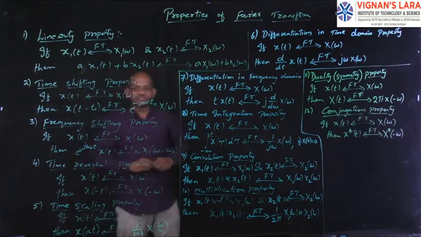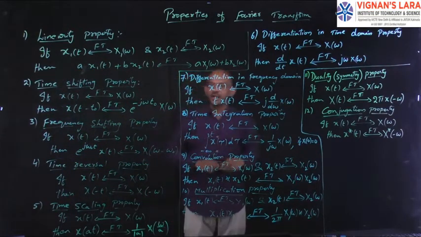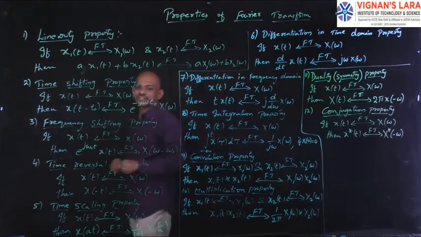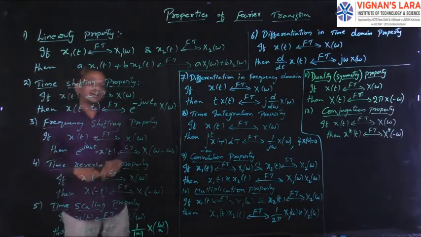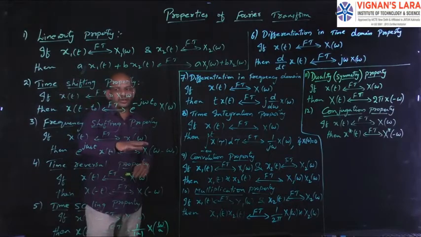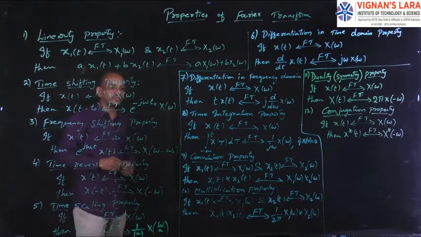Simple. If x of t has a Fourier transform X of omega, then e power j omega naught t into x of t will have a Fourier transform capital X of omega minus omega naught. Okay, this is regarding the frequency shifting property.